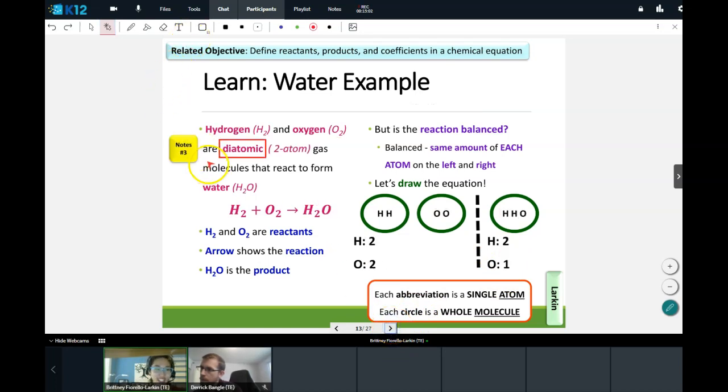Okay? Literally. This is number 3. Please fill in the blank with the word diatomic, and then we're going to talk about how we're going to fix that. So 20 seconds, fill in the blank with the word diatomic.